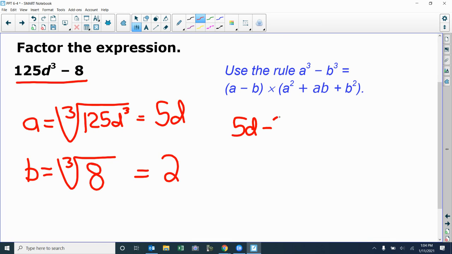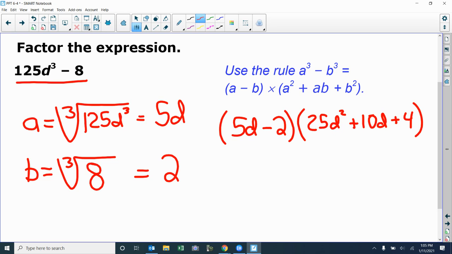5d minus 2, right? Okay, so here's where you gotta take a squared. What's 5d times 5d? Multiply numbers, add the exponents. 25d squared. a times b is positive on this one, so it's plus 10d plus 4.